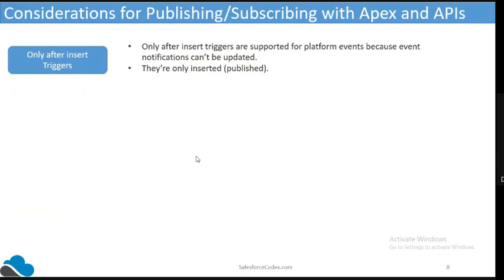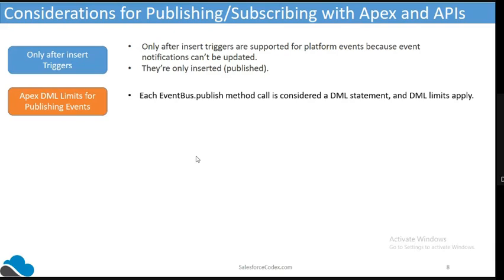Next, when considering publishing and subscribing with Apex or APIs, only the after insert trigger is supported. Platform events cannot go with a before insert trigger, because we cannot update a platform event; we can only insert. Normally in a before insert trigger we can update record data, but because we cannot update platform events, it's not supported in before insert. It's always only supported in after insert triggers.